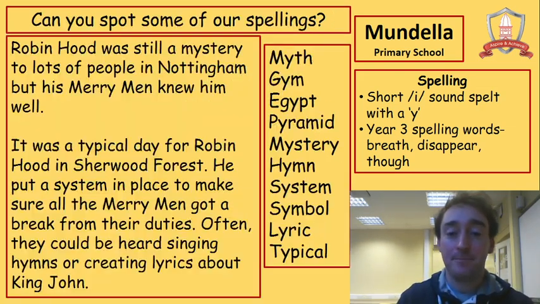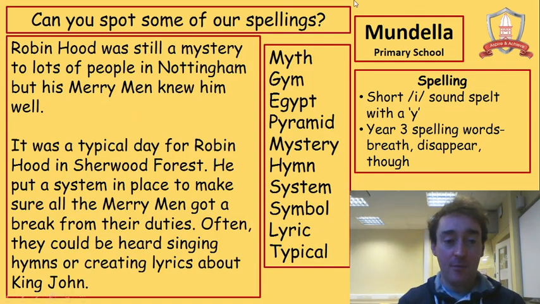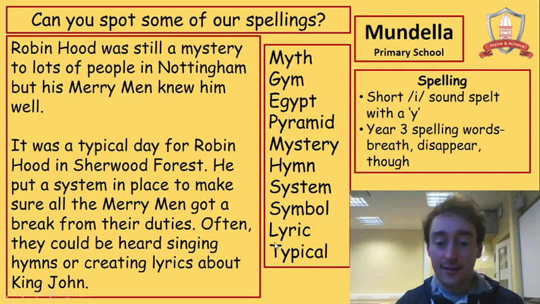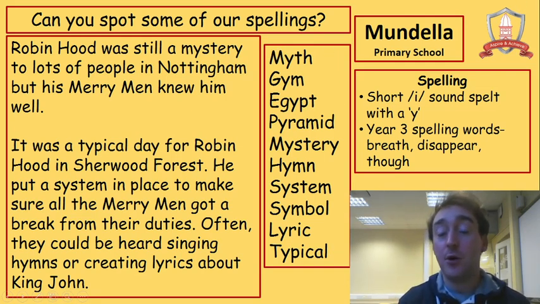Well done. Right, now we have a part of a story about Robin Hood, and we have our words here that are our spellings for today. So what I want you to do is pause the video now and read through this text, and you should be able to spot some of our words in there. Once you've spotted them, keep a list of which ones you've spotted and then unpause the video and we'll see if you got all of them. 3, 2, 1. Let's move on.